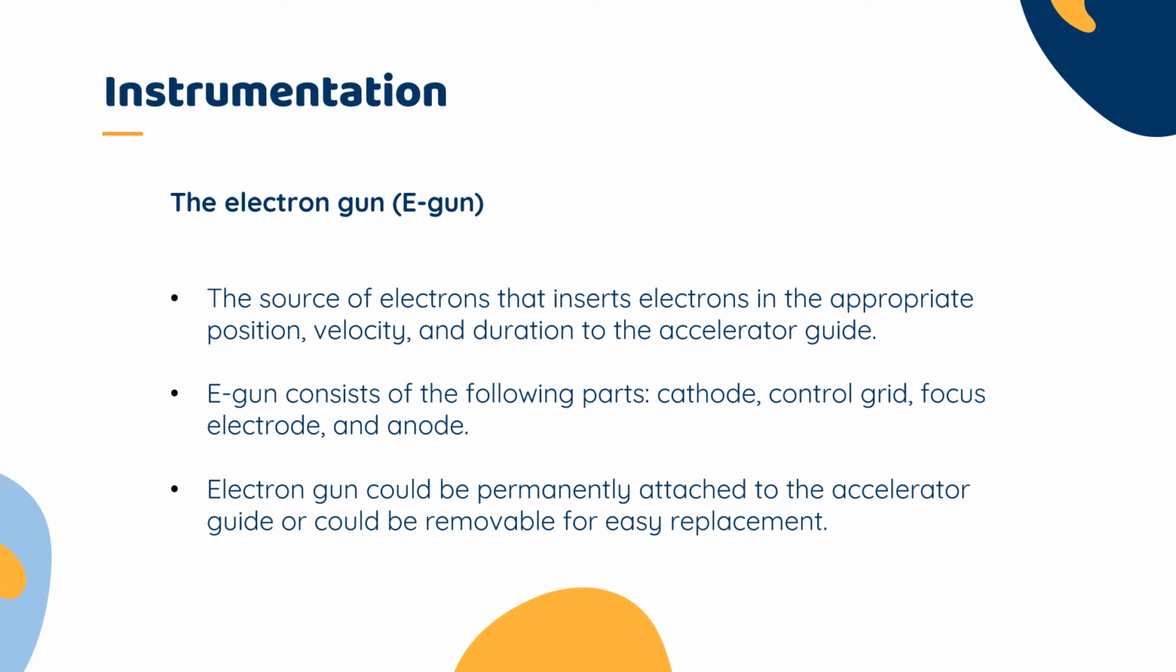E-gun or the electron gun consists of some parts. First, a cathode that emits electrons if heated using a heater. Second, a control grid that controls the electrons flow. Third, a focus electrode that forms the shape of the electron beam. Fourth, an anode as a ground. The electron gun could be permanently attached to the accelerator guide or could be removable for easy replacement.